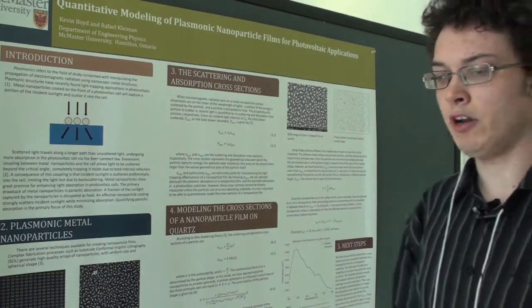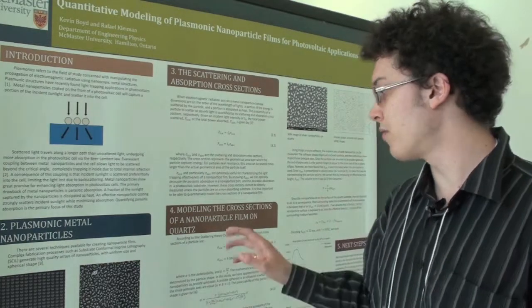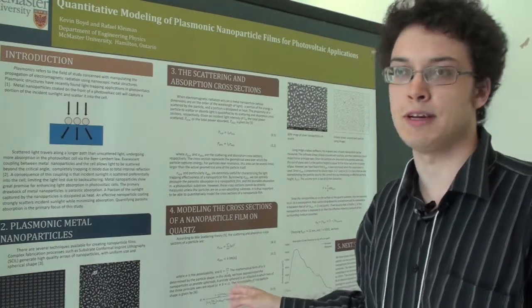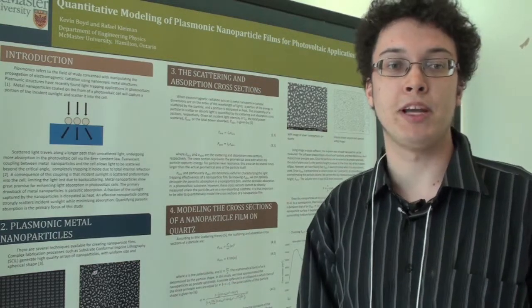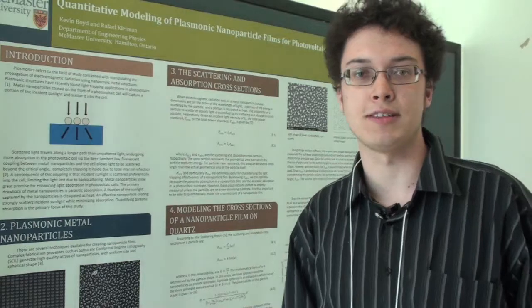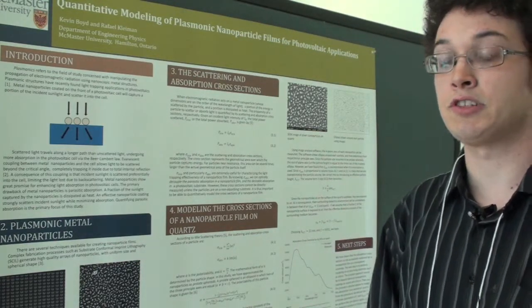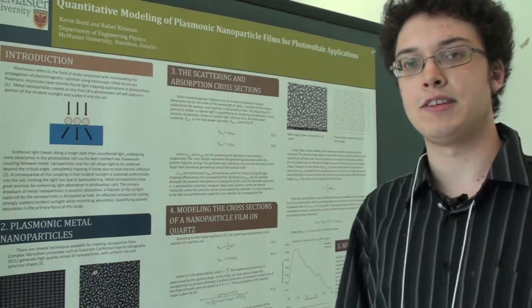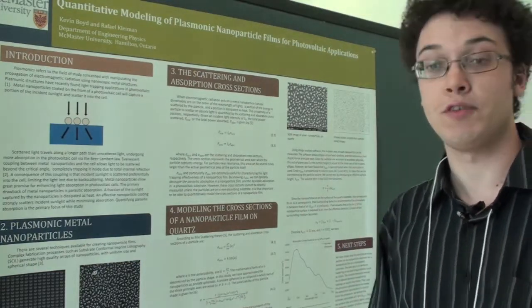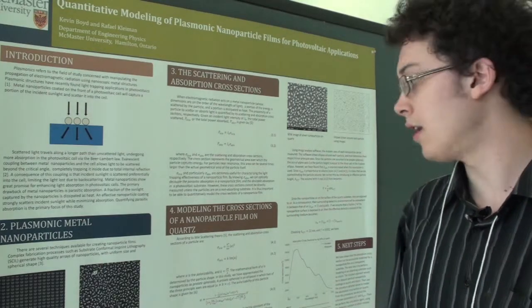So what's the purpose of this modeling? If we can measure this in an experiment, why do we need to do the modeling? Well, this measurement is performed on a transparent substrate. On a transparent, non-absorbing substrate, we can directly measure the absorption cross-section. On an absorbing substrate, such as one that you would use for photovoltaic applications, the substrate will absorb some light.